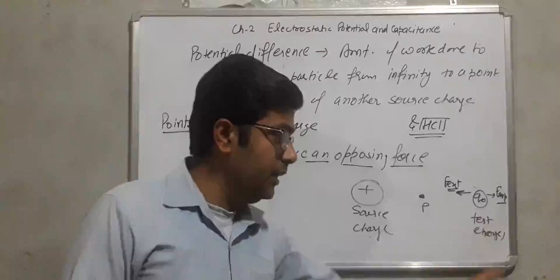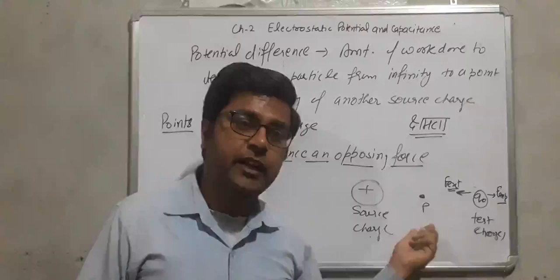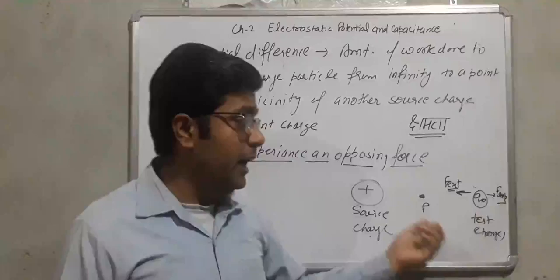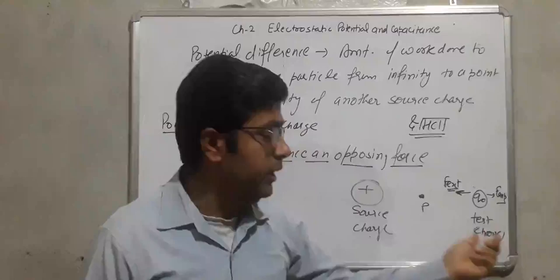but still by the external force, because we want to take this charge particle from this point to this point, and we are applying an external force, and this external force is an opposing force. Kiska oppose kar raha hai? Repulsive force ka. It means we are trying to take this test charge from this point to this point. So it gives us shamta. Ye hame kya batayega? Hamari shamta batayega. This is known as electrostatic potential.